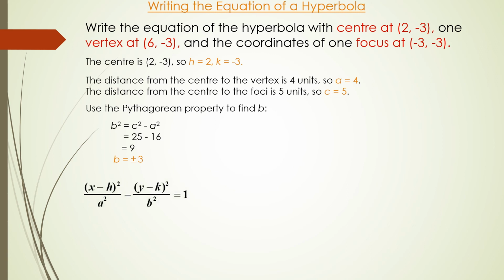Next, since our opening is to the left, the equation is the quantity x minus h squared all over a squared, minus the quantity y minus k squared over b squared, equals 1. Then, plug in all the given information.